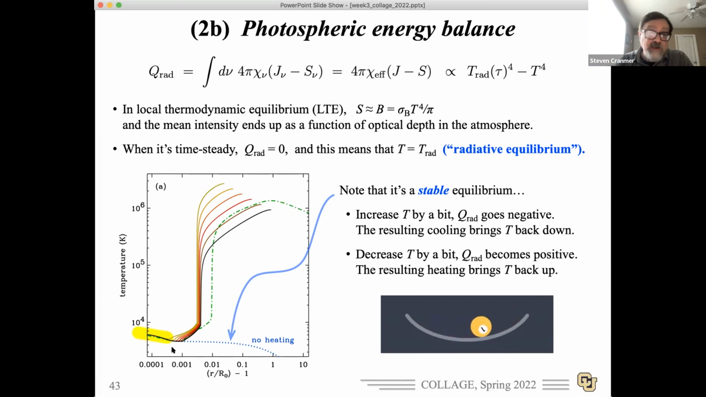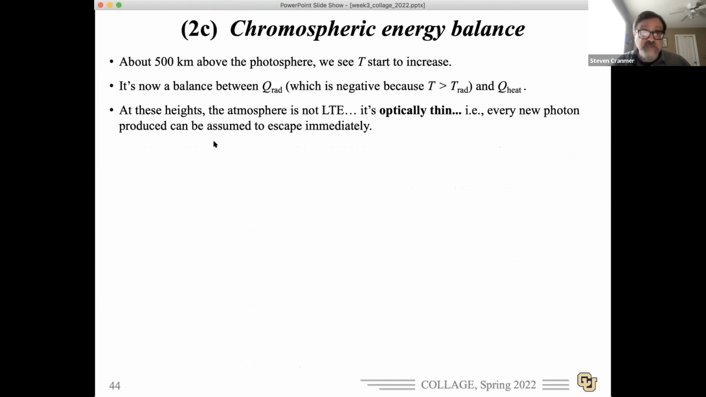This yellow highlighted region at the bottom here is really just the optical surface of the sun. All the interesting stuff that we're going to be talking about in this course is happening higher up, the chromospheric temperature rise, and then the huge coronal temperature rise. The temperature is much higher than that, and other terms start to be important. And that's really where we're going.